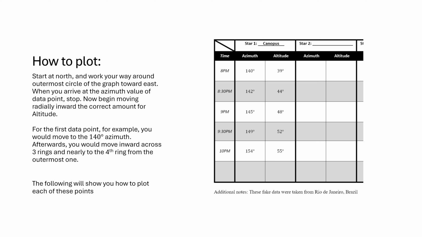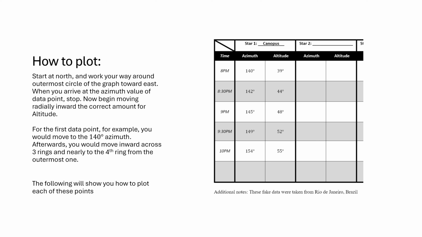So we're going to start at north and we're going to work our way around that outermost circle around the horizon toward the east. When we arrive at the azimuth value for our data point, we are going to stop and then begin our movement radially inward for the altitude. So for example, for this 8 p.m. data point, we would move 140 degrees in azimuth around the outward edge, and then we would move inward 39 degrees. That would be crossing 3 rings and almost getting to the 4th one.